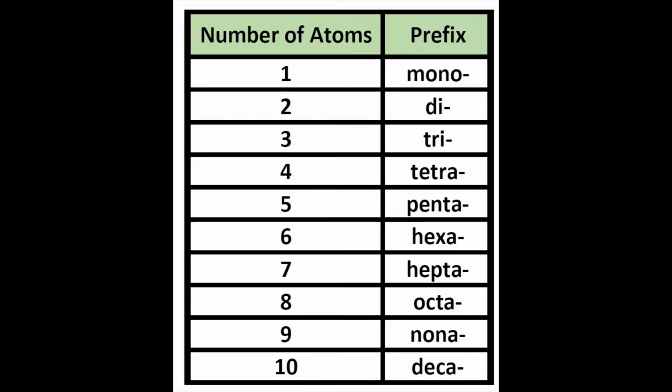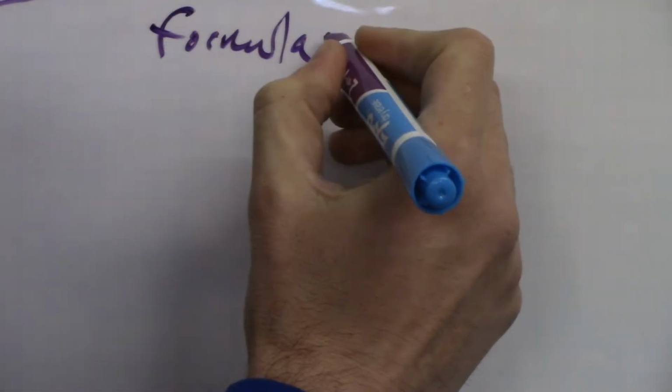These naming rules consist of using what are called prefixes. And these prefixes can be downloaded and looked at. I have some here for you. They will tell the reader exactly how many atoms of that nonmetal there are in the compound. So let's go from the formula to the name. Here's a couple of examples.